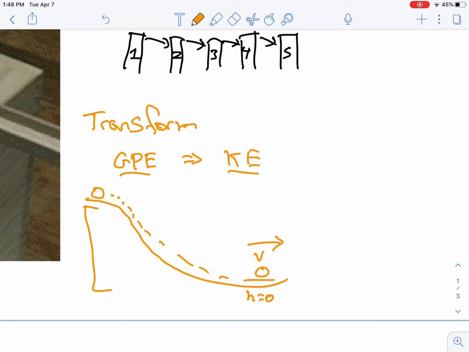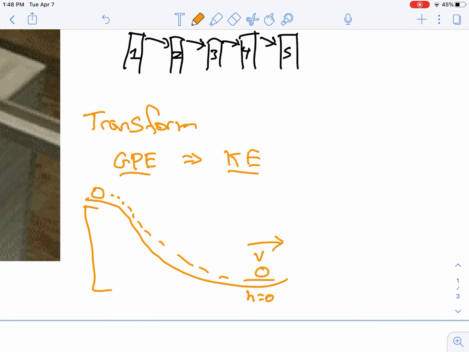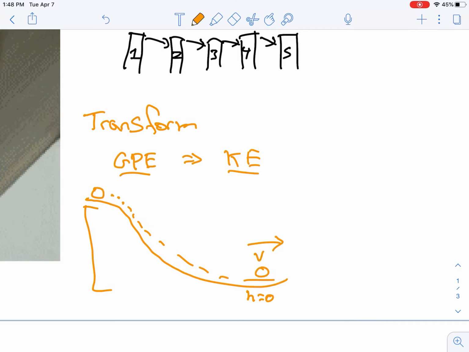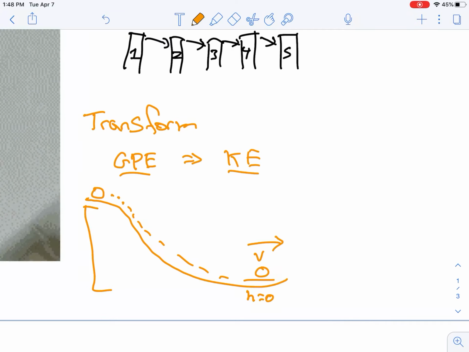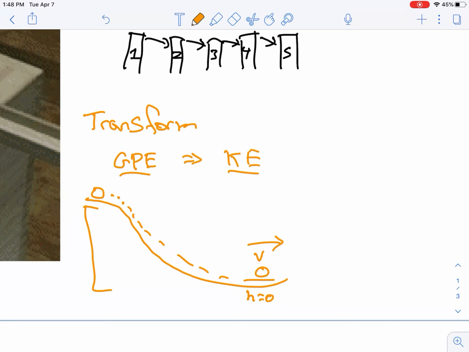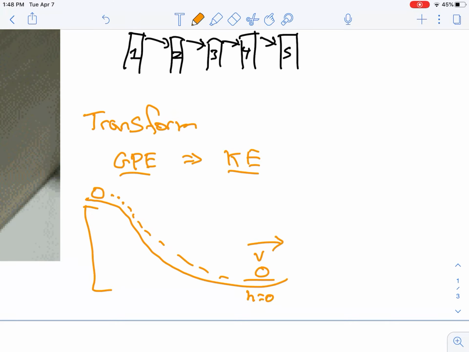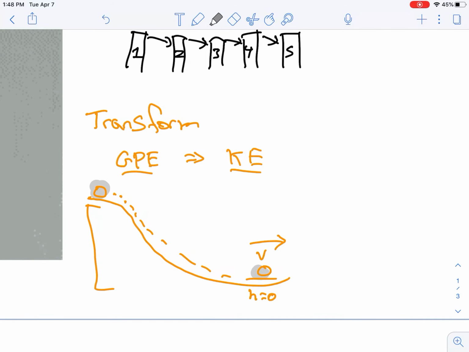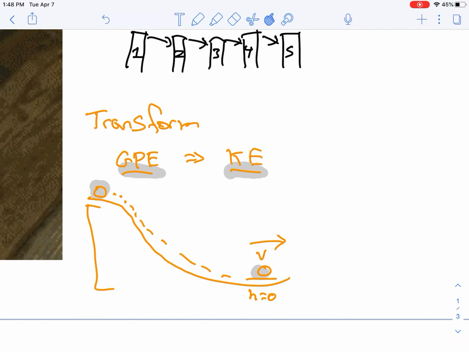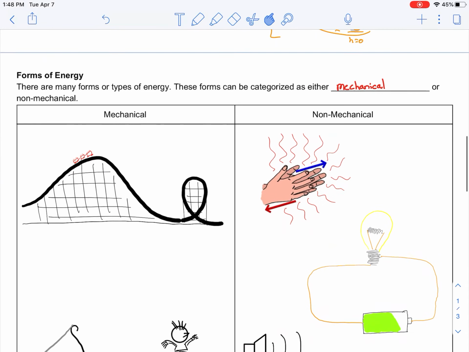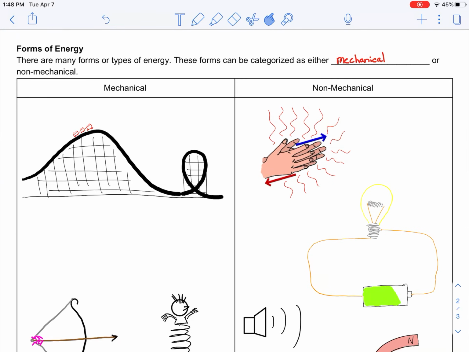So the best way to say that in a complete sentence would be, the marble transformed its energy from gravitational potential energy into kinetic energy. So that's what we mean when we say transformed. It's the same object, but a different type. Capiche? Caposh.